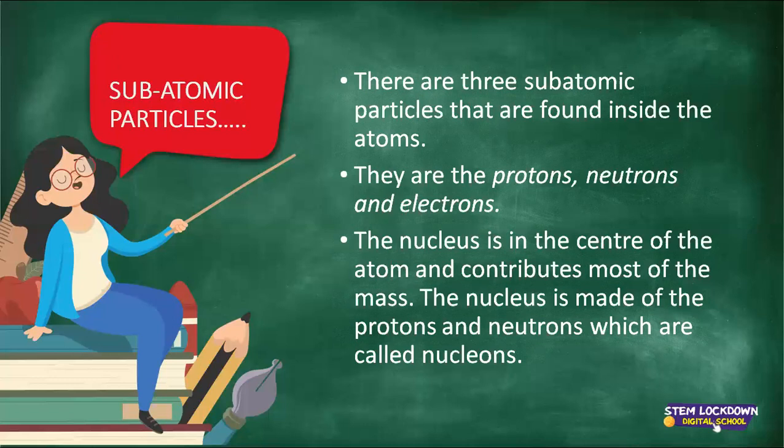The nucleus is in the center of the atom and contributes most of the mass to the atom. The nucleus is made up of the protons and neutrons, which are called nucleons. All right, so take note. Another term for nucleon is what? The sum of the protons and neutrons.